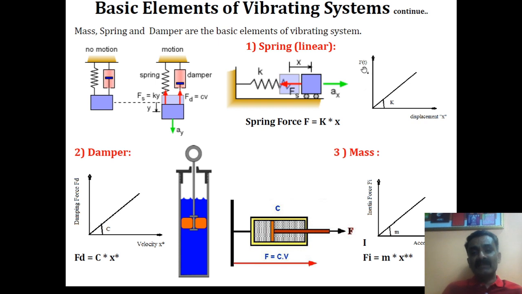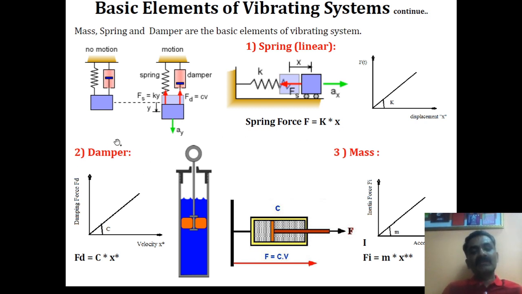If you apply some force on the spring, a uniform displacement of that spring will take place, and if you plot it on the F versus x plot, it will give the slope, and that we call stiffness. The force which is exerted by the spring is called the spring force, and is calculated by k into x.